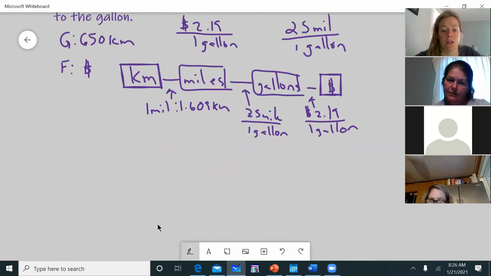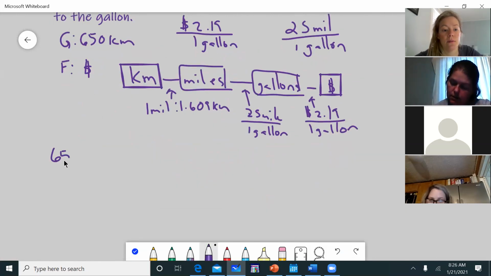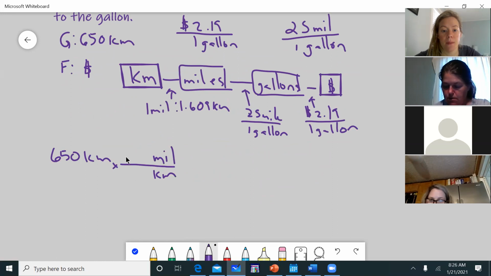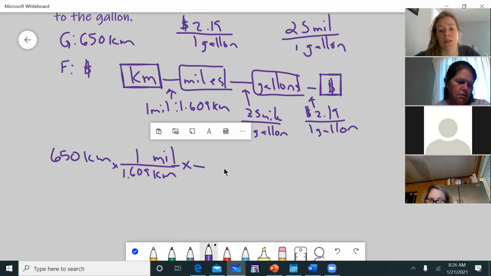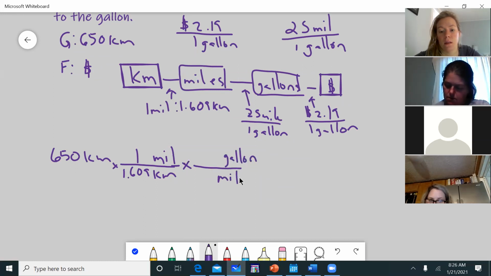Start with our given piece of information, which says we have 650 kilometers. I want to go to miles. So if kilometer is on the top here, I need to put kilometer on the bottom here, and then put the mile on the top. As far as the numbers, this is 1.609, and this is for every 1 mile. The next step is to go from miles into gallons, so I need to relate mile to gallon. And for my specific car, I get 25 miles in every 1 gallon.